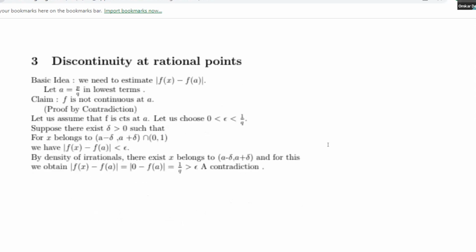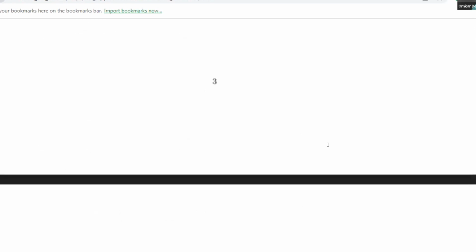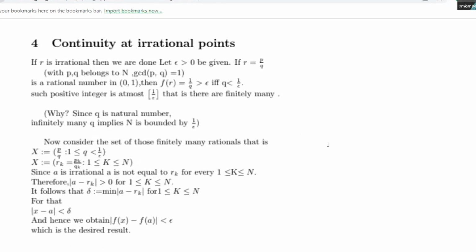No, if q is less than 1 by epsilon, you said q has to be finite. This one, yes. If there were infinitely many q's, you said that then natural numbers would be bounded. Yeah. Can you think of it a little bit? Yeah. I'm not able to understand what you are asking. Okay, can you explain this part again?